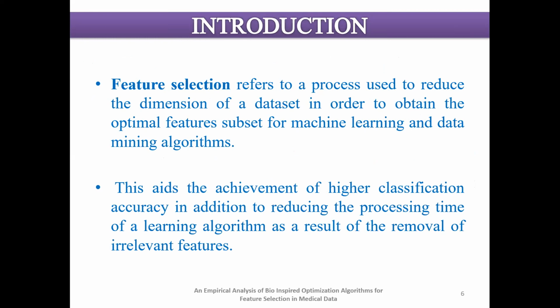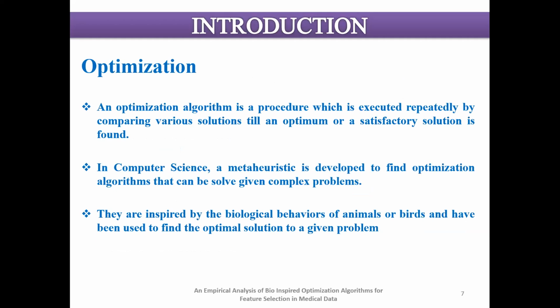Next, feature selection. Feature selection refers to a process used to reduce the dimension of a data set in order to obtain the optimal features in machine learning and data mining. It achieves higher classification accuracy, reducing the processing time and the features. And optimization. An optimization algorithm is a procedure which is executed repeatedly by comparing various solutions till an optimum solution is found. In computer science, meta-heuristics were developed to solve complex problems. Optimization algorithms are inspired by the biological behavior of animals and birds, and have been used to find optimal solutions to given problems.